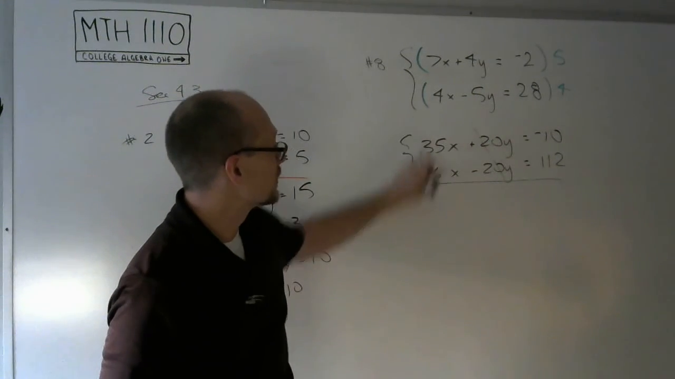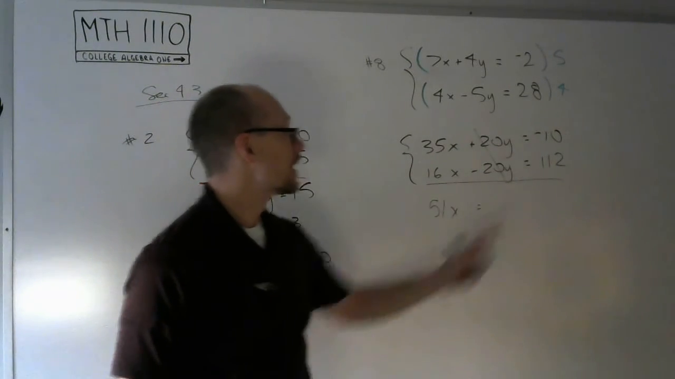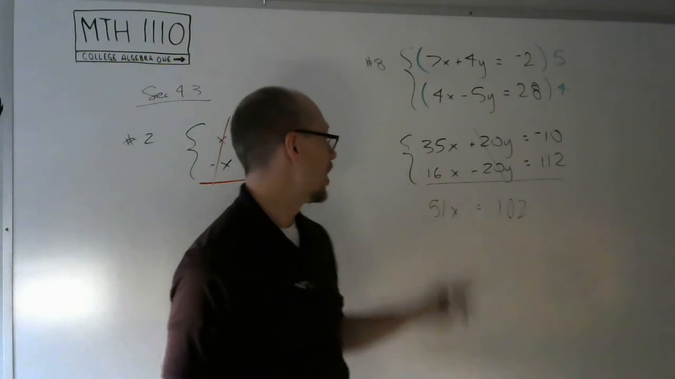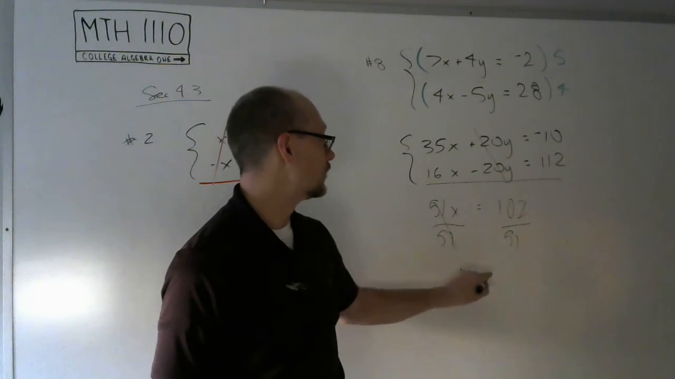Looks like 35x plus 16x is 51x equals 112 minus 10 is 102. Oh, nice. That works out beautifully. Divide both sides by 51, and I get x equals 2.